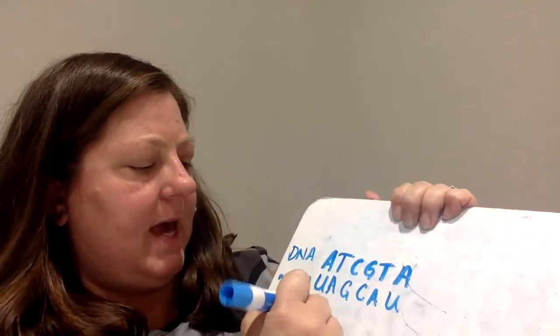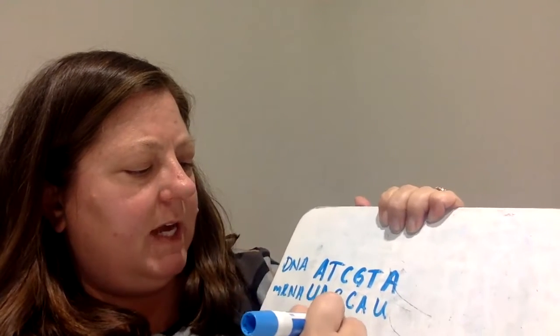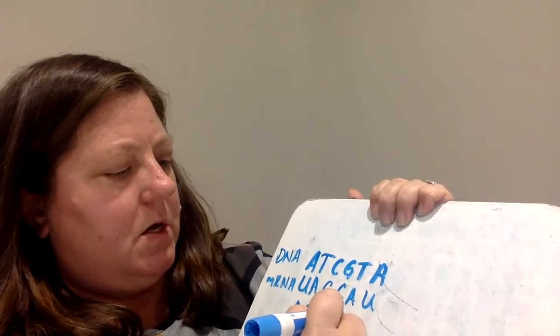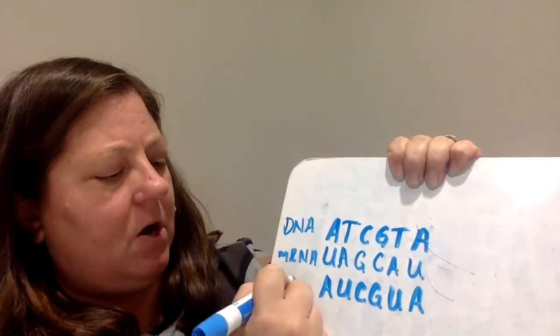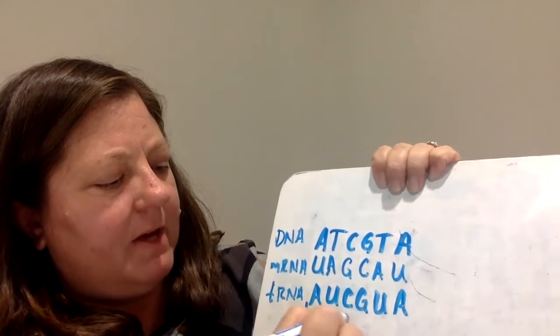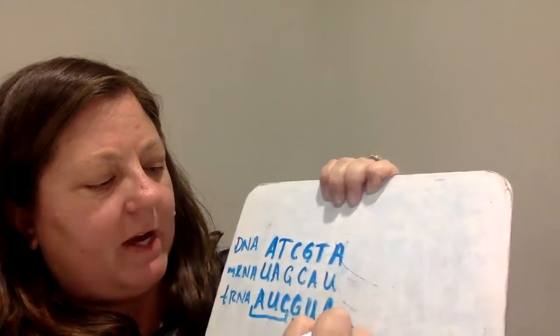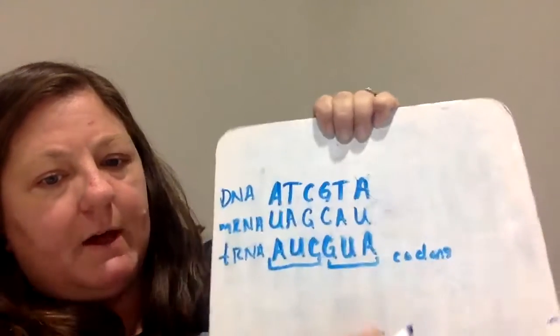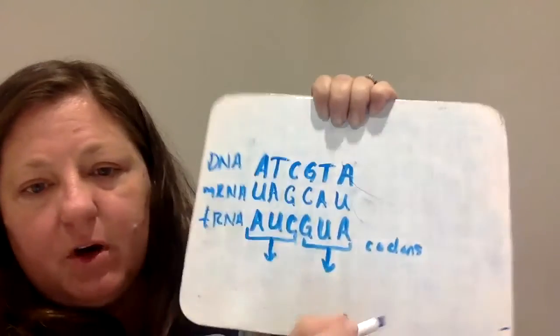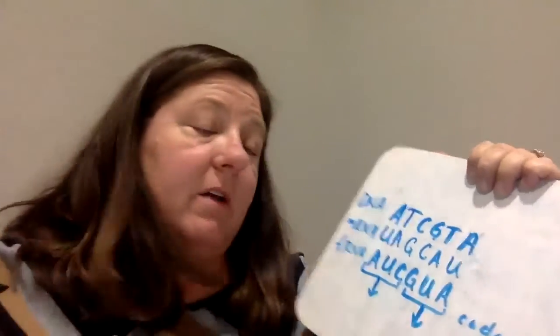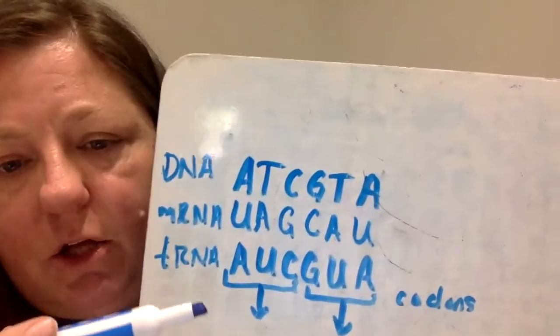This would be A, U, C, G, U, A. This is my tRNA, and these come in sets of 3. These are my codons. Those are my codons. So this is the code for a specific protein. For example, I'm not sure what that is. Well, let me teach you how to figure out what this is. So we need to figure out what protein is AUC.